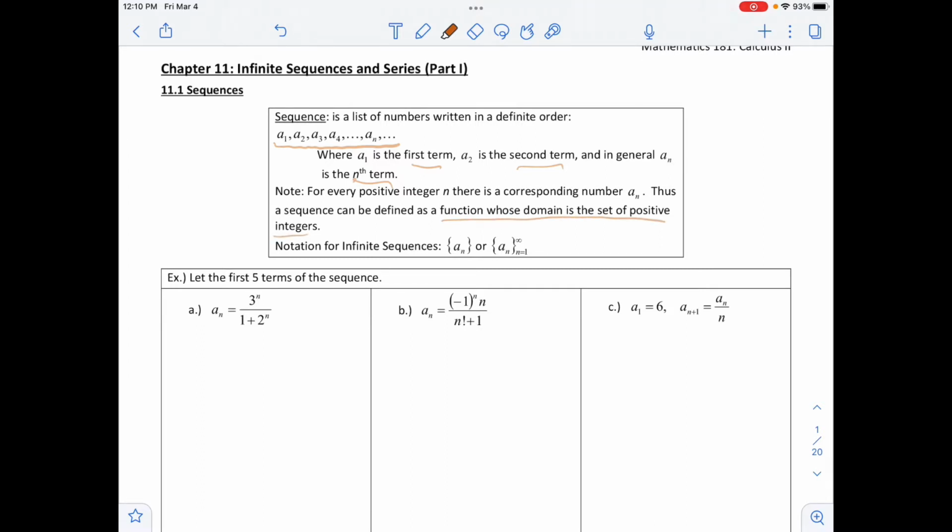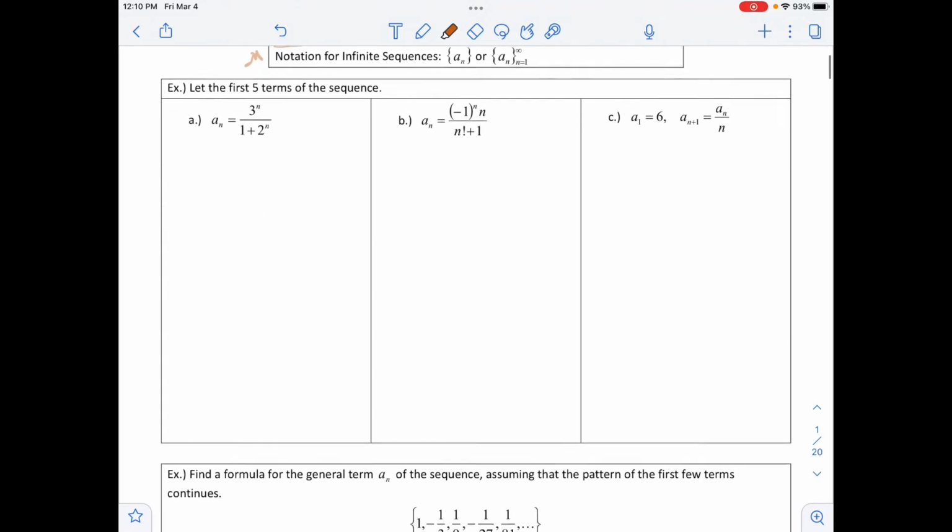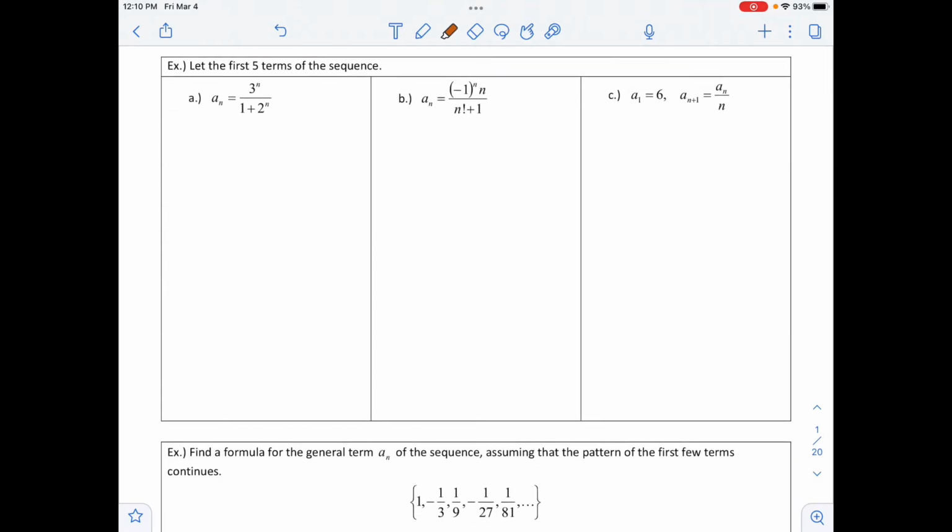Notation for an infinite sequence is defined with braces, a sub n, or a sub n from n equals 1 to infinity. The first example says to list the first 5 terms of the sequence. So in order to do this, we need to find a sub 1, a sub 2, a sub 3, a sub 4, and a sub 5. This means that n is that little value that we have with a.